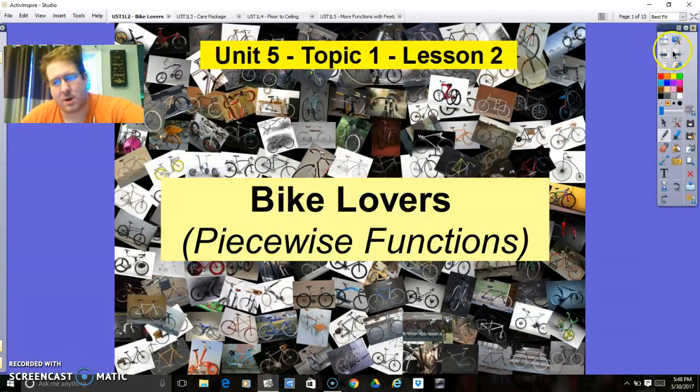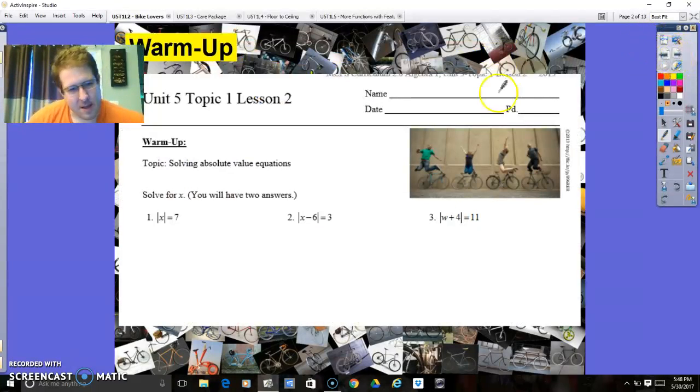We're going to once again talk about piecewise functions. And we're going to start off with a warm-up about absolute values because we are going to get into absolute values in future lessons. So I'm going to show you now how to solve an absolute value equation. Absolute value means the distance away from 0. Now, I know that's probably what you've been told, but it's not always the case. It's not always the distance away from 0, which we'll talk about here in just a moment.